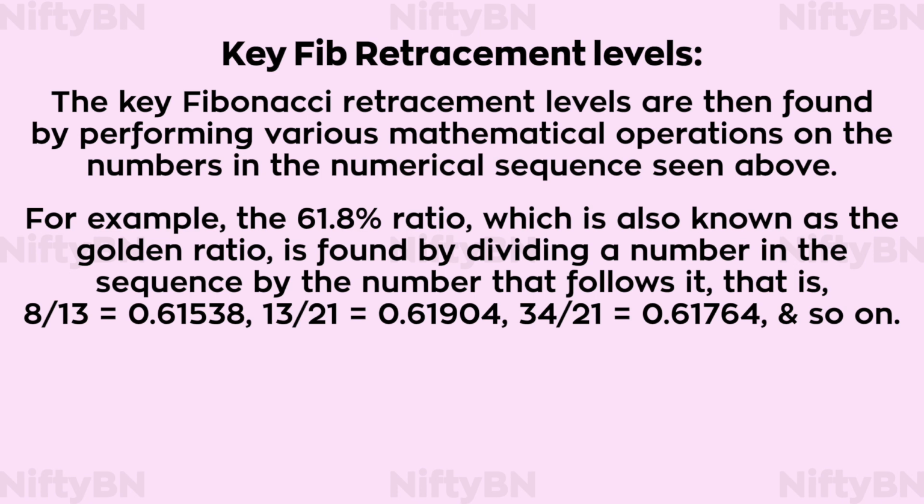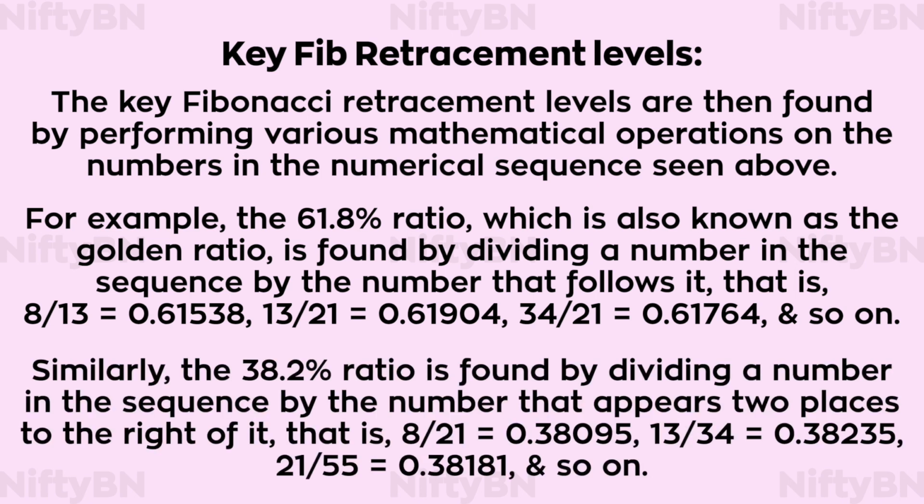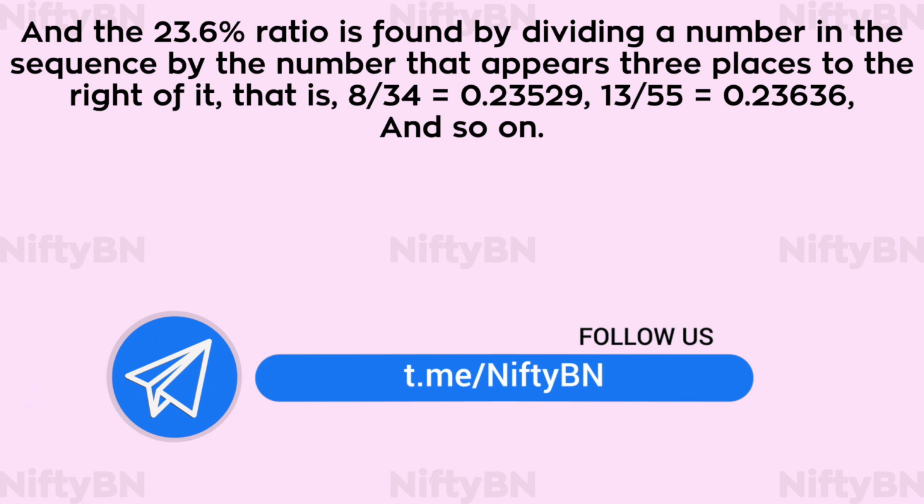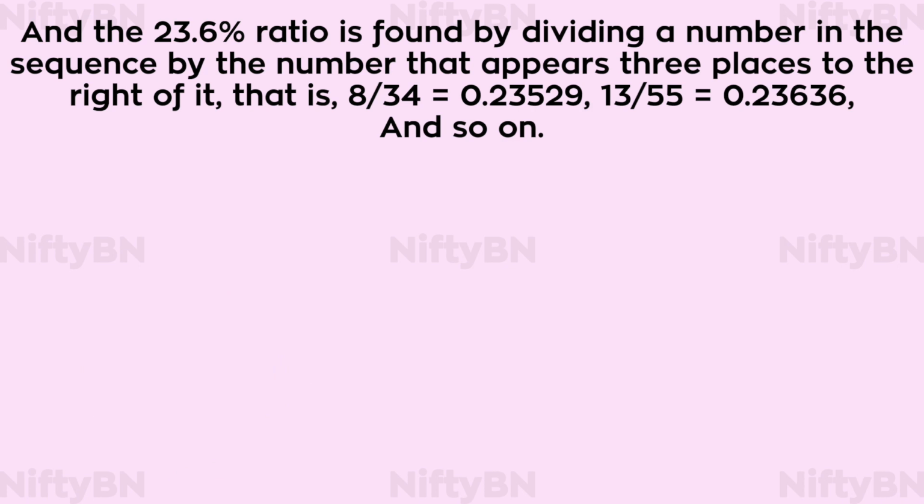number in the sequence by the number that follows it, that is 8 by 13, 13 by 21, 21 by 34, and so on. Similarly, the 38.2% ratio is found by dividing a number in the sequence by the number that appears two places to the right of it, that is 8 by 21, 13 by 34, 21 by 55, and so on. The 23.6% ratio is found by dividing a number in the sequence by the number that appears three places to the right of it, that is 8 by 34, 13 by 55, and so on.